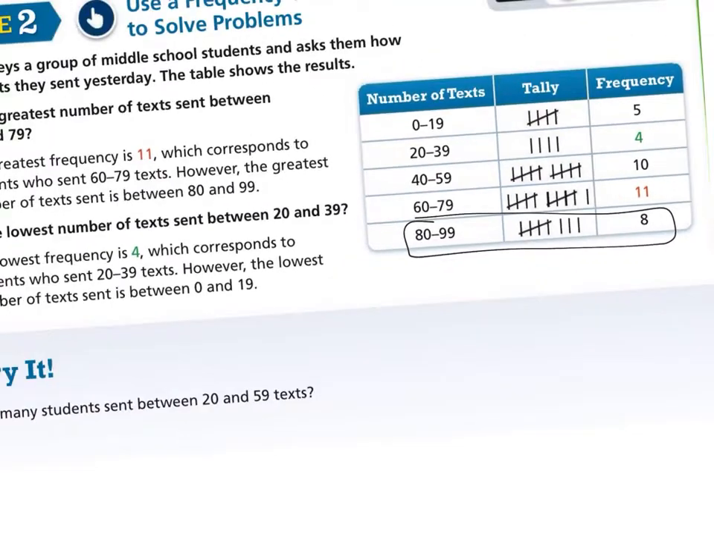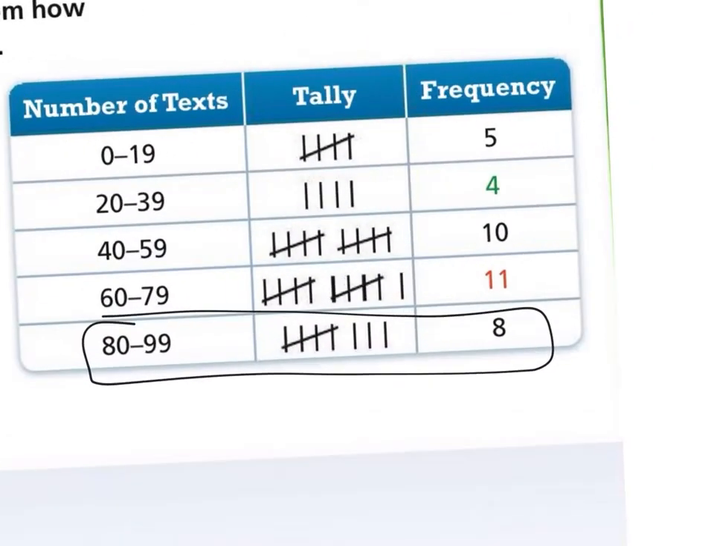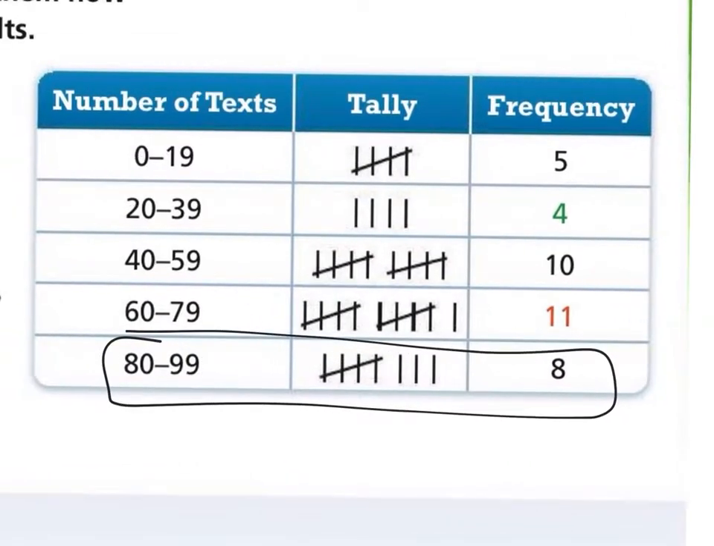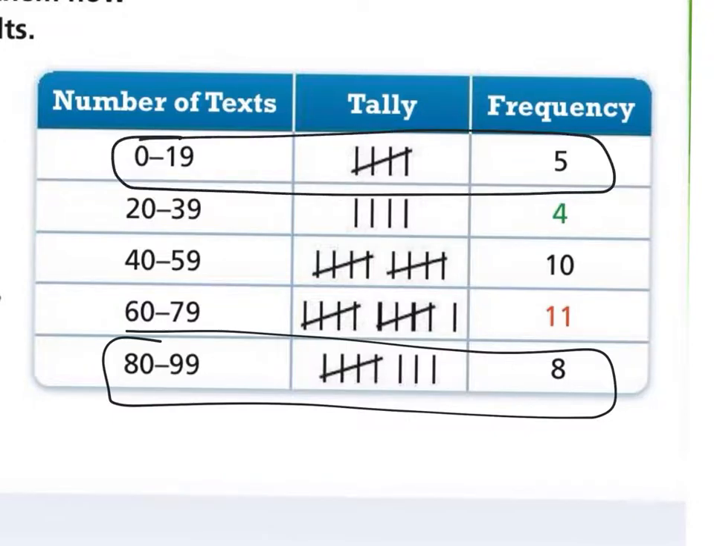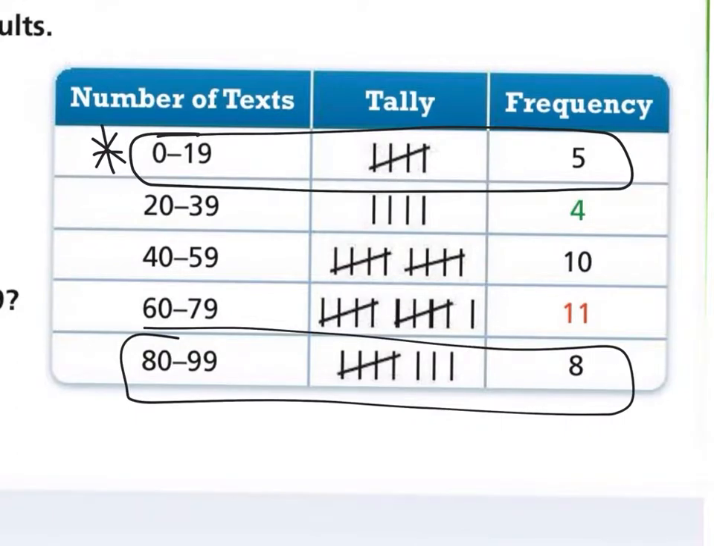Okay. Similar idea. Part B: is the lowest number of texts sent between 20 and 39? Again, if you look at the frequency, it's the lowest frequency. It's not the lowest number of texts sent. There were people that sent 0 to 19 texts. Again, we don't know the amount that they sent, but somewhere in between there is actually the lowest number of texts that someone sent.